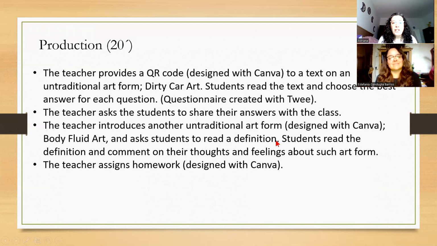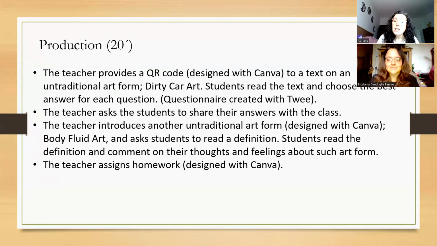Okay. Now is the turn of the untraditional art forms. During the production stage of the class, we are going to provide the students with a QR code, which was designed using Canva. That QR code gives them access to an article on an American artist who has become quite famous because he is an artist on dirty car art. So the article is about the story of how he became so popular, from his first attempts to draw with his fingers to his now very famous reproductions.